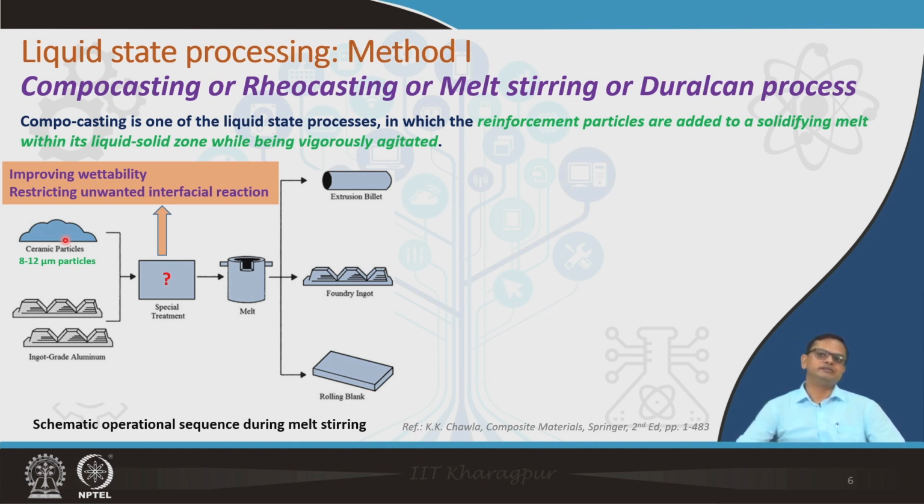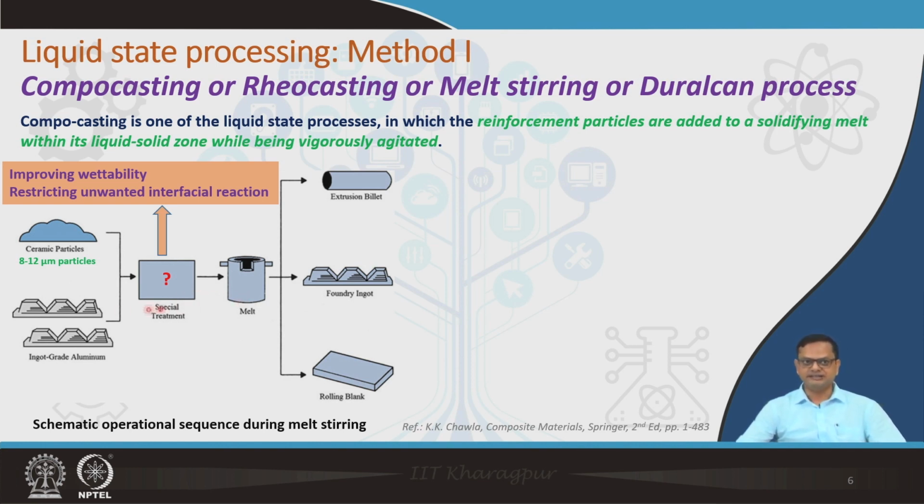And sometimes the ceramic particles are coated with certain material, so that the reinforcement does not react with the interface. That means also to restrict unwanted interfacial reaction. Another thing is done also, the ceramic particles are heated a little bit, so that they get mixed well. Heating means basically they will not have any absorbed gases on the ceramic particles, so that the mixing will be easier.